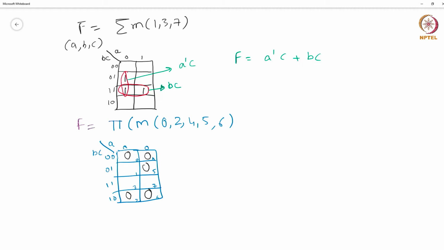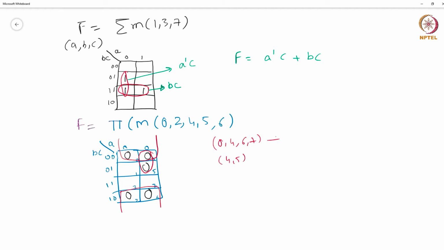So what all can be combined? Here these two can be combined, and further these two and these two form a square, so we can combine them, and these two. Sometimes we also write these groups. There are 4 groups. One is 0, 4, 6 and 7. This is one group. The other group is 4 and 5.